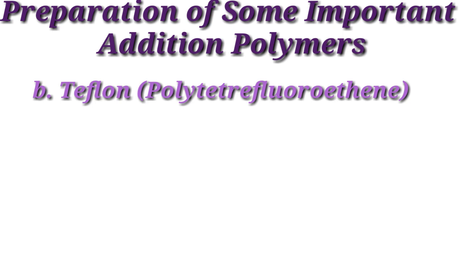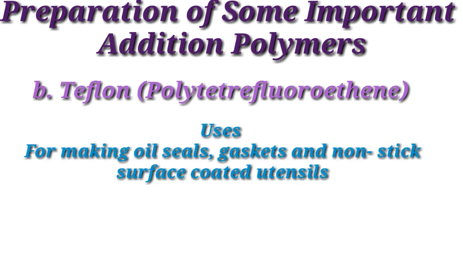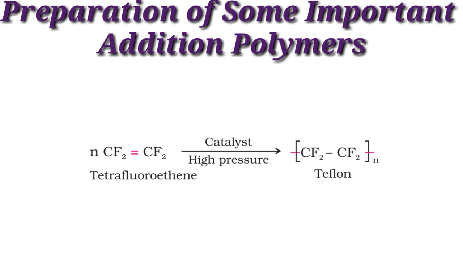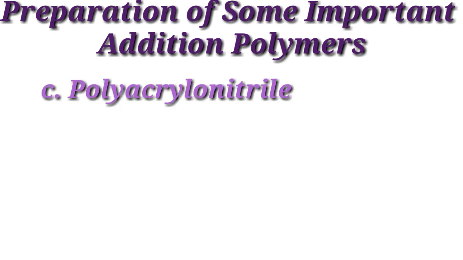polytetrafluoroethene. Teflon is manufactured by heating tetrafluoroethylene with a free radical or persulfate catalyst at a high pressure. It is chemically inert and resistant to corrosion and is used for making oil seals and gaskets. It is also used for making non-stick cookware. The tetrafluoroethylene, that is CF2 double bond CF2, on polymerization in presence of catalyst and at a high pressure, you are getting Teflon. Next one is polyacrylonitrile.